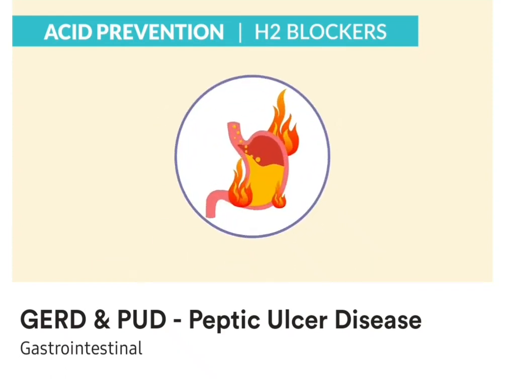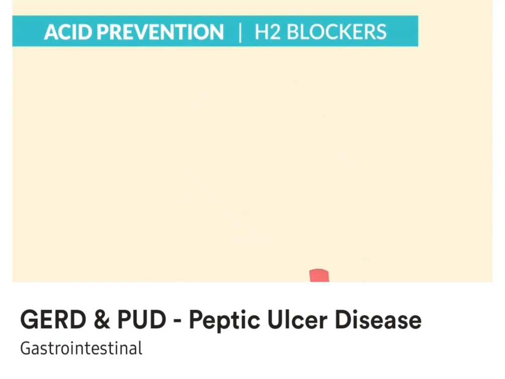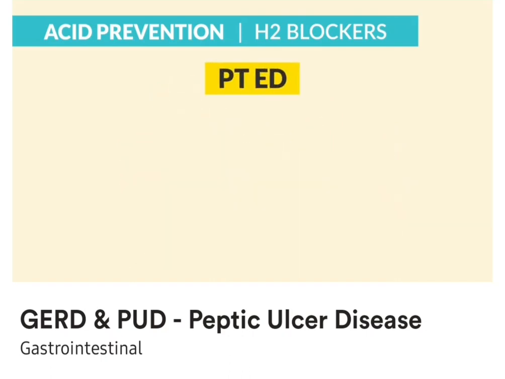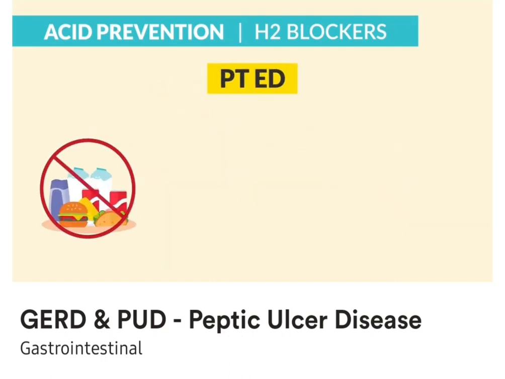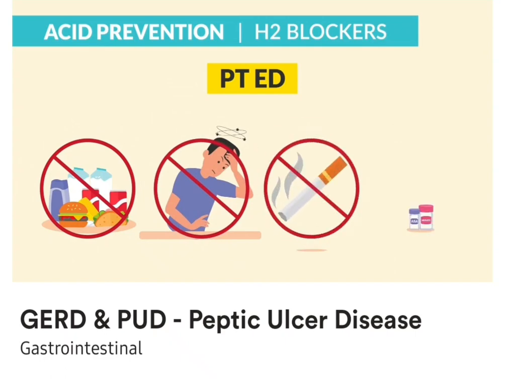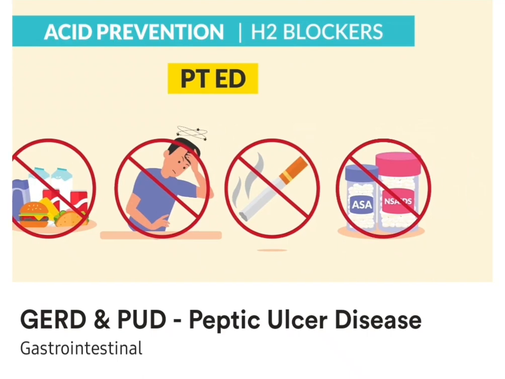So guys, it's given for GERD and ulcers, both duodenal and gastric. And it works by reducing those gastric secretions by blocking H2 receptors in the stomach. And a big patient education here. We do not overeat, no stress, or basically stress reduction, no smoking, and no NSAIDs, which lead to GI bleeding.